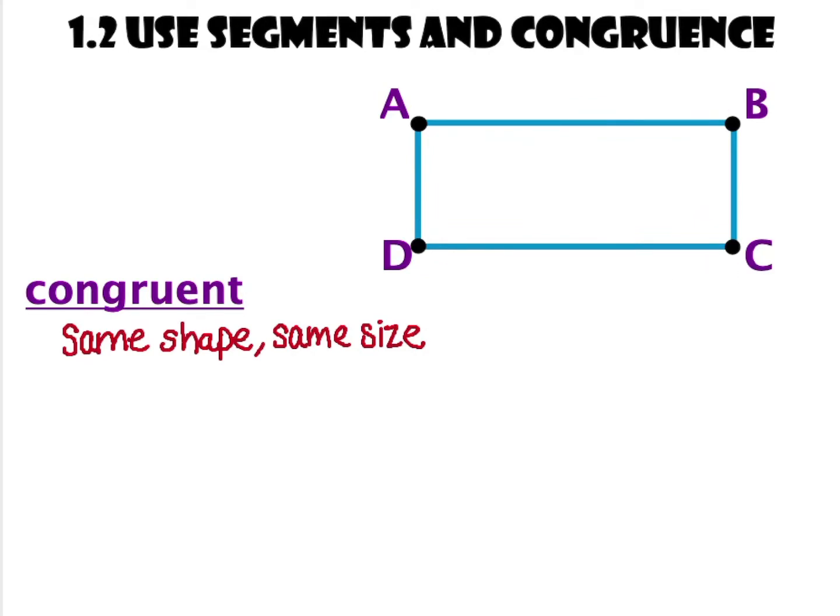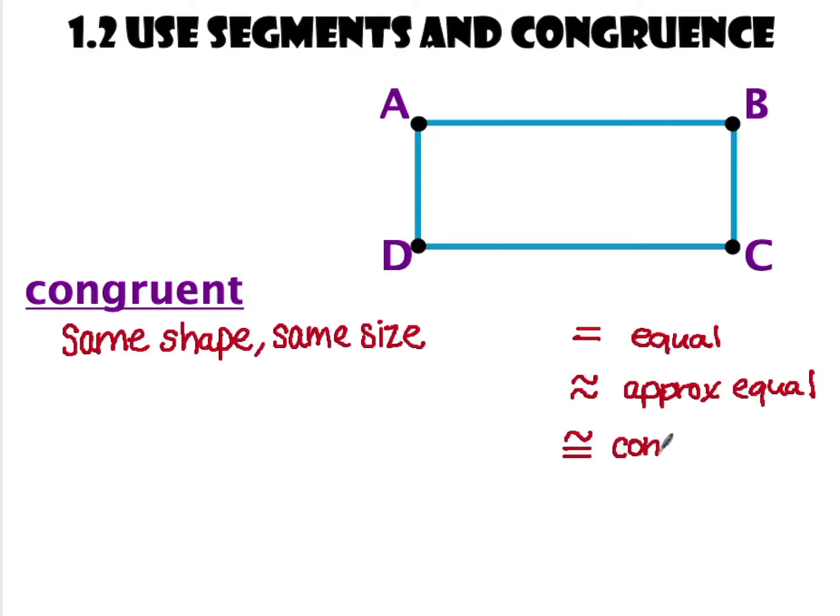There's a special symbol for congruent. You know how this means equal, like equal numbers? This means approximately equal to, like when we're solving an equation. So the symbol for congruent is kind of a combo of both of those. It looks like this, and that means congruent.